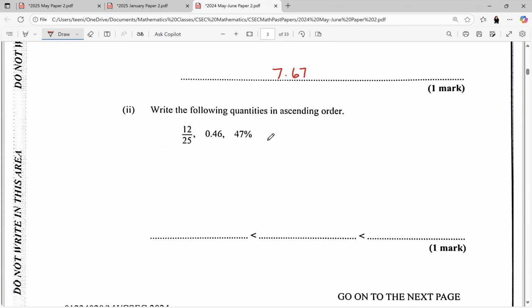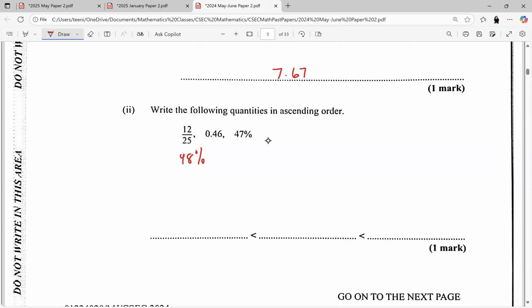The rule is that you just need to change all of them to one common type of number. So either decimals, fractions, percentages, whatever. So, okay, if you're changing it to percentages, what would 12 over 25 be as a percentage, Faith? 48%. Right? Because you'll say 12 over 25 times 100 over 1, which is 48. So 12 over 25 is 48%.